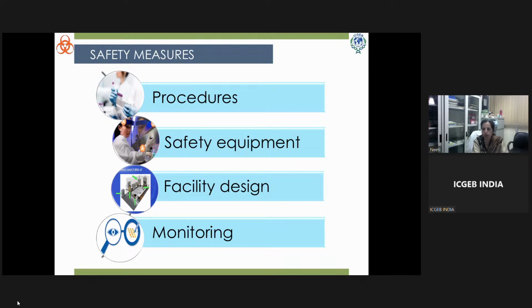So monitoring plays a very important factor. When we talk about safety measures, it encompasses all the 4 features that combine to make the laboratory safe for doing a specific kind of research.